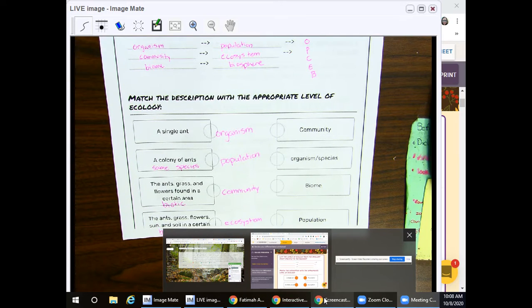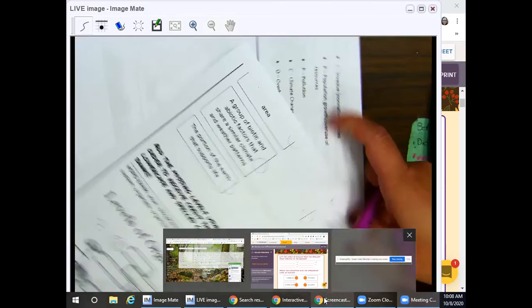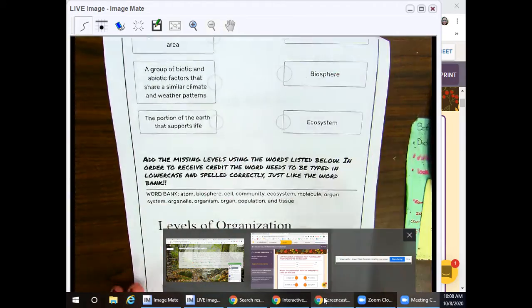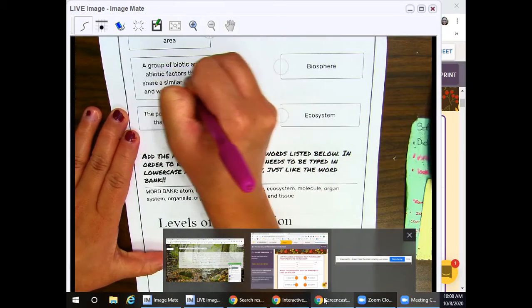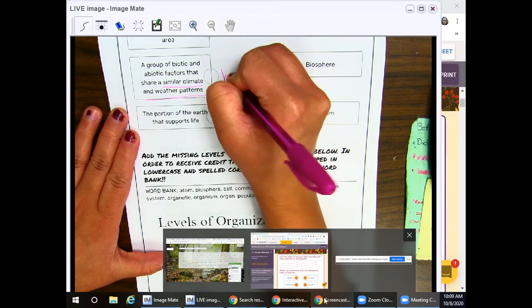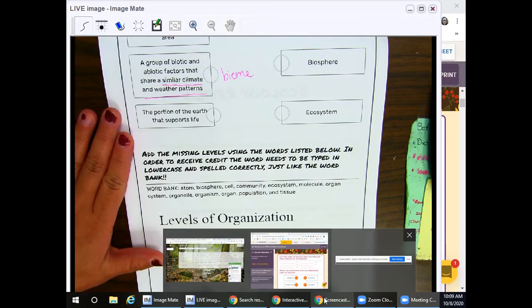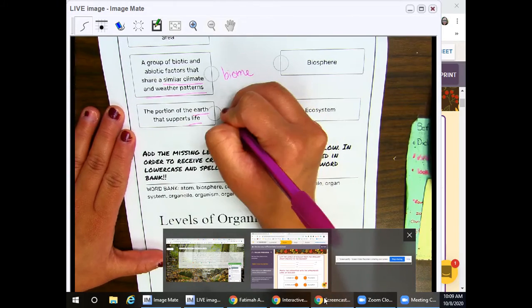You ready to go on to the next page? A group of biotic and abiotic factors that share a similar climate, that's the key word here, and weather patterns, that's what we call a biome. And this portion of Earth that supports all life, we call that a biosphere.